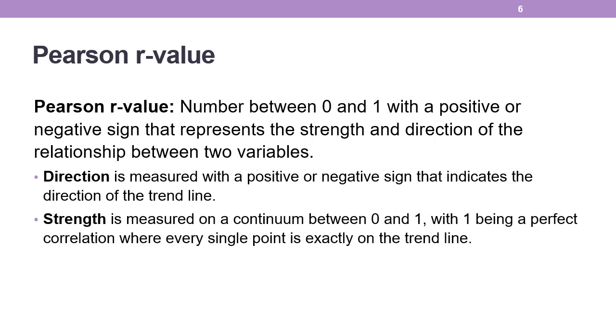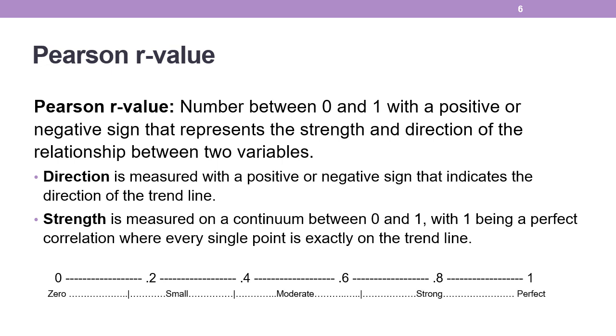Strength is measured on a continuum between 0 and 1, with 1 being a perfect correlation where every single point is exactly on the trend line. And this again shows the strength measure, 0, 0.2, 0.4, 0.6, 0.8, and 1. Any score higher than 1 is impossible. There's a calculation error. 1 is as high as it could go. And we might have 0 correlation, scores that are down here, small correlations in this range, moderate correlations here in the center, strong correlations around 0.8, and perfect correlations at 1.